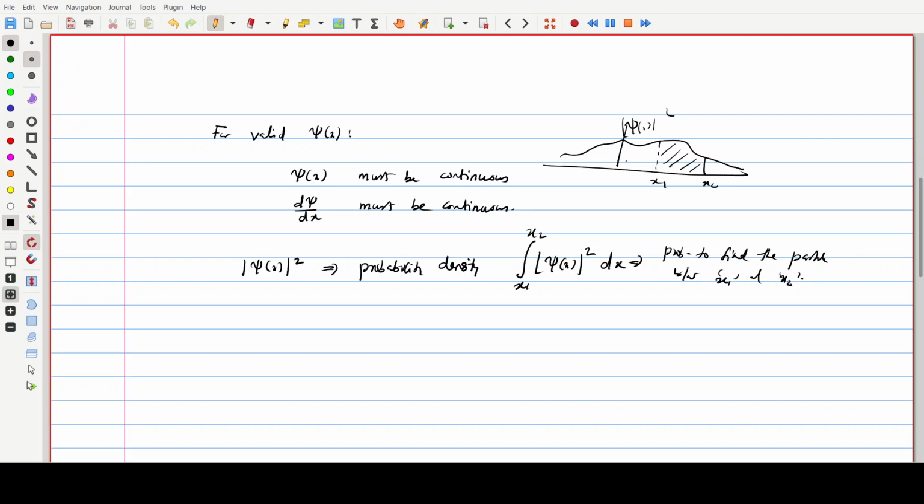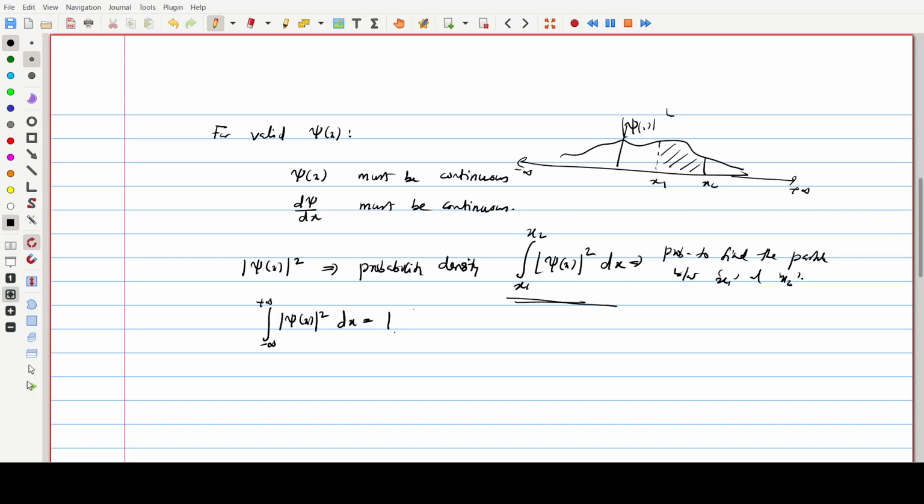This wave function is obviously representing some quantum particle. So the probability to find the particle between x1 and x2 is given by the integral from x1 to x2 of mod psi square. Okay, now what will be the result if you are integrating from minus infinity to plus infinity? That means integrating over the entire length. If you integrate the probability density over the total length, then definitely you must be able to find the particle. So the probability to find the particle would be 1. So the integral of mod psi of x square dx must be 1.